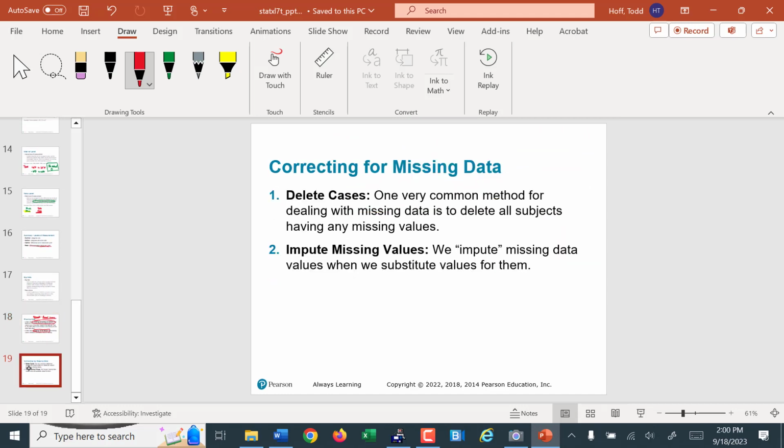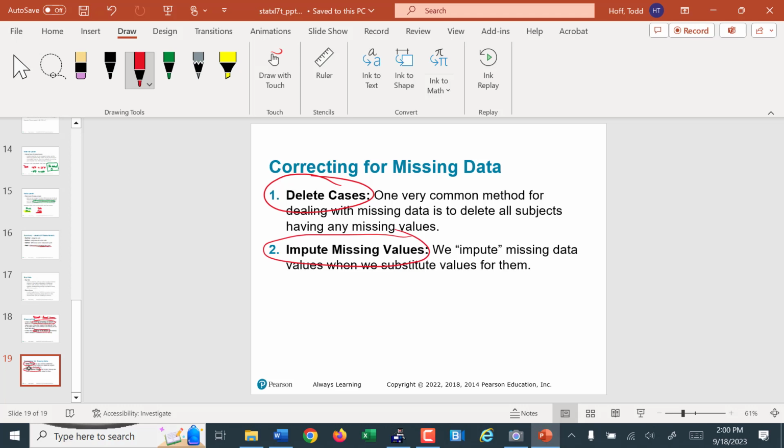So correcting it, like we said, if it's random, we can just delete those cases and get rid of them because it won't affect our result. If it's not random, then we have to come up with some way of accounting for it. One way is called imputing the values, which means we use some other method of guessing what those values are and including them in the sample.